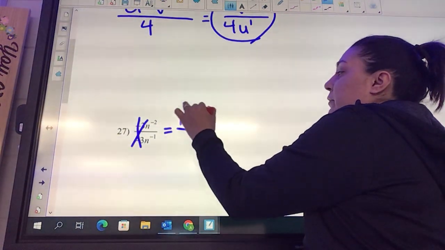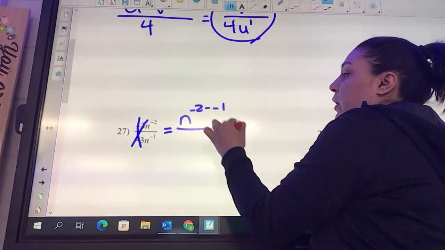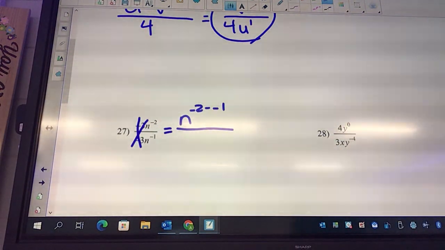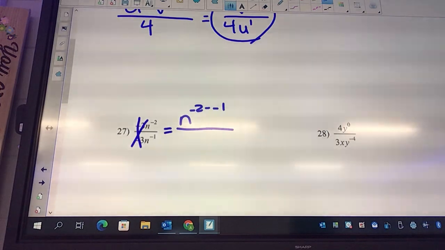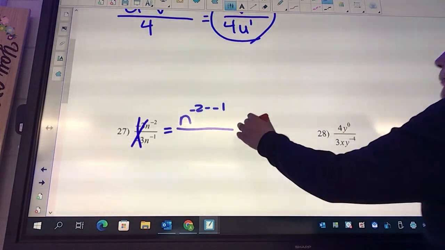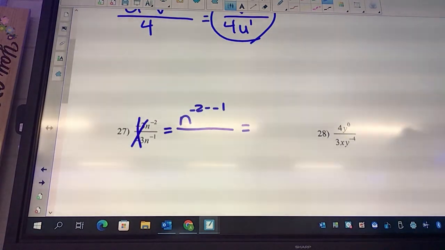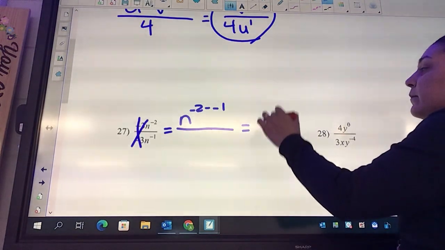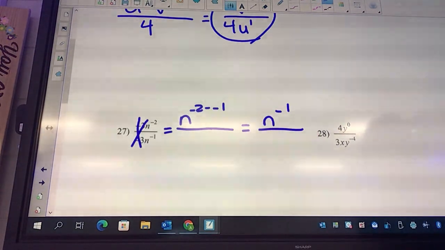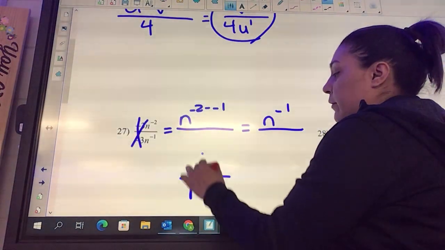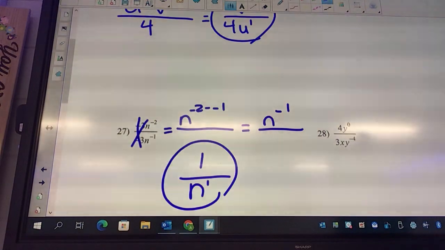n to the negative 2 minus negative 1. These are ones where I would show your work because you can get more points. Okay, because you're working with negatives, some of you guys screw it up. Okay, what is negative 2 minus negative 1? Negative 1. Okay, and then we need to move that to the bottom. So you're going to get n to the 1 and put a 1 on top.